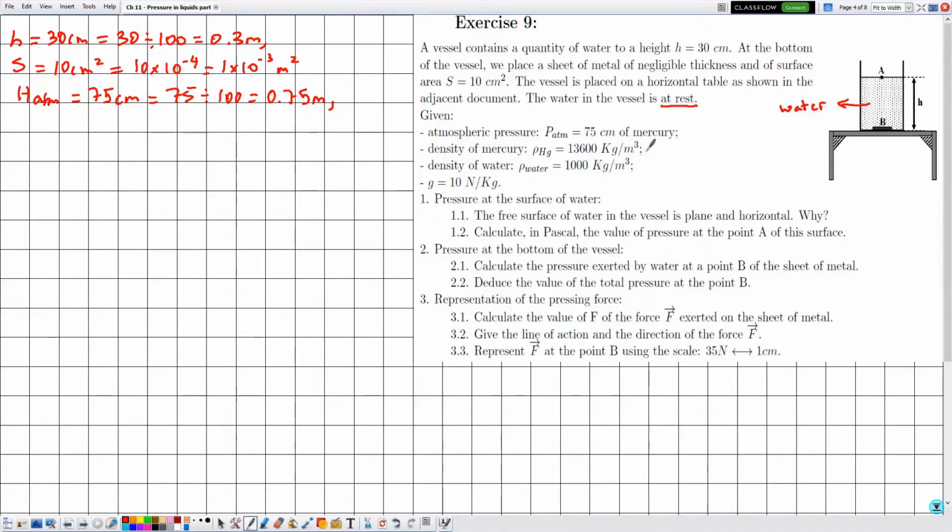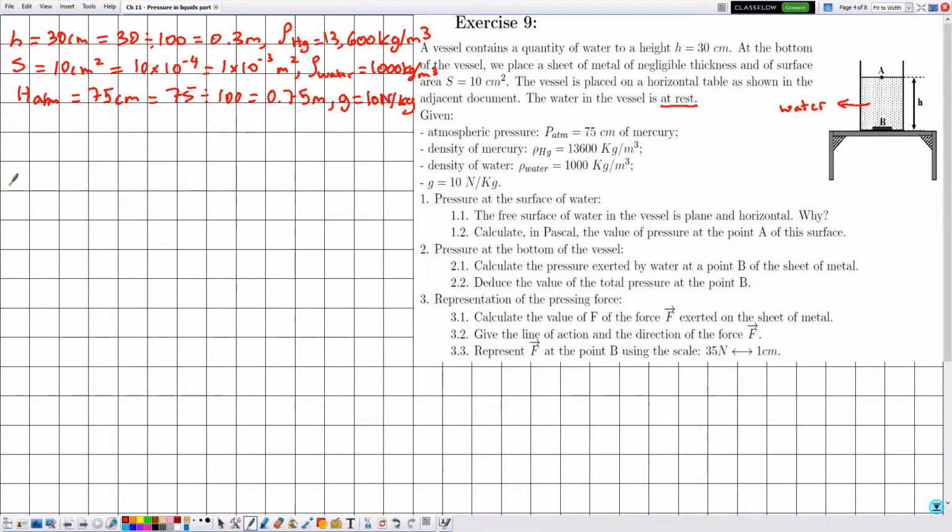And the density of mercury is given by 13,600 kilogram per meter cube in the SI. And the density of water is given by 1000 kilogram per meter cube. Now, given that g is equal to 10 newtons per kilogram, which means that we are performing this experiment at equilibrium on the surface of Earth.